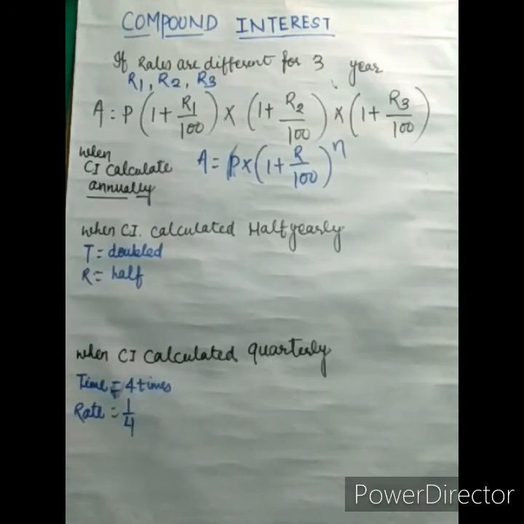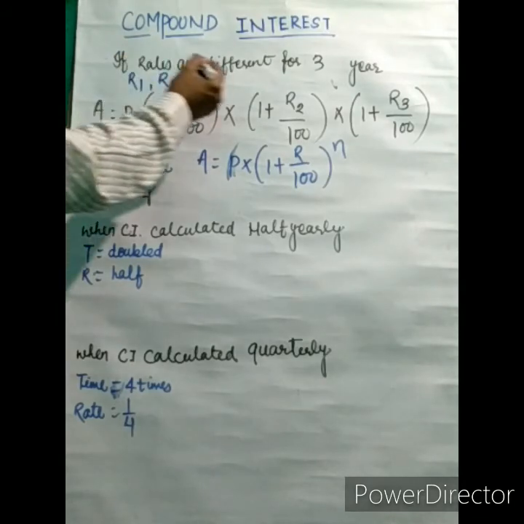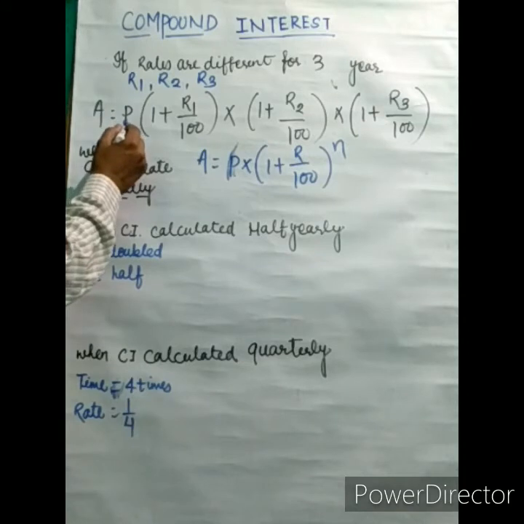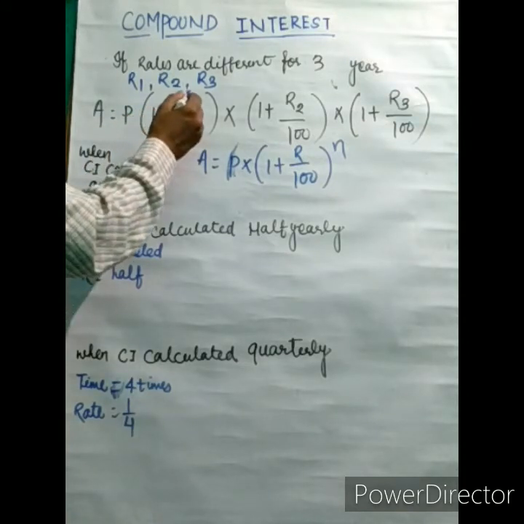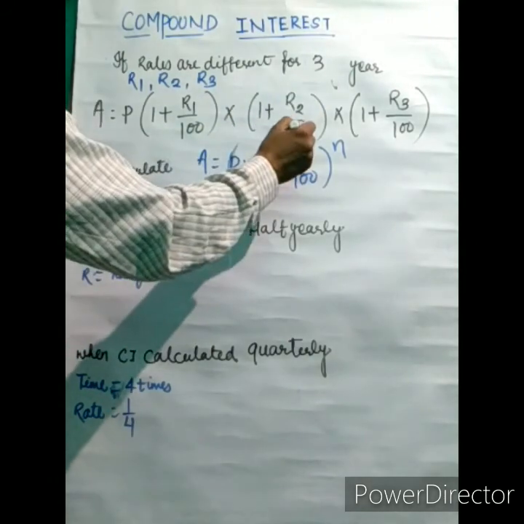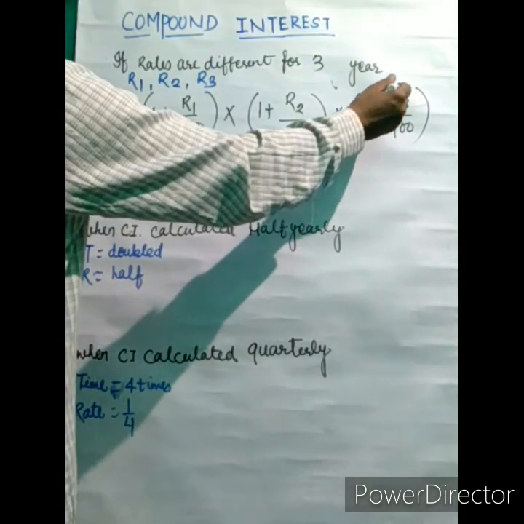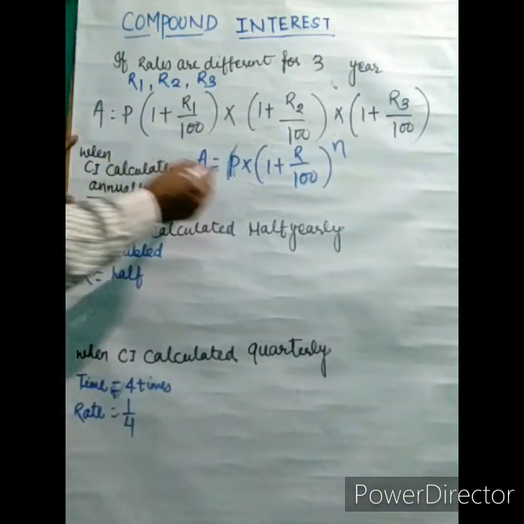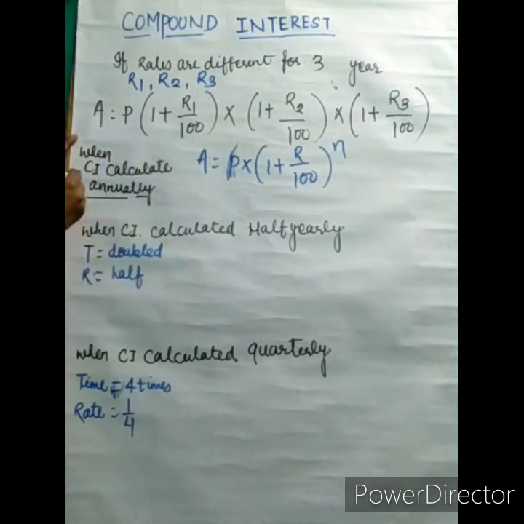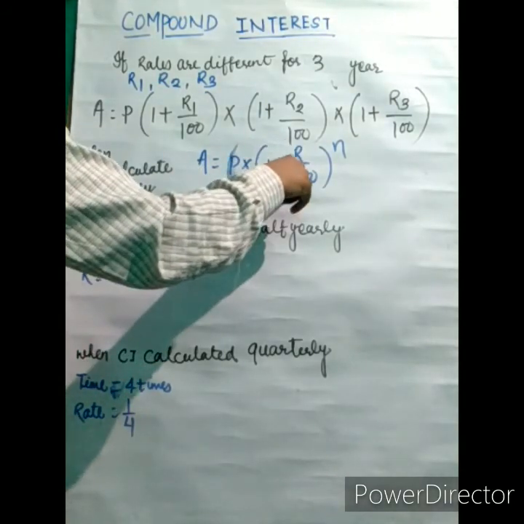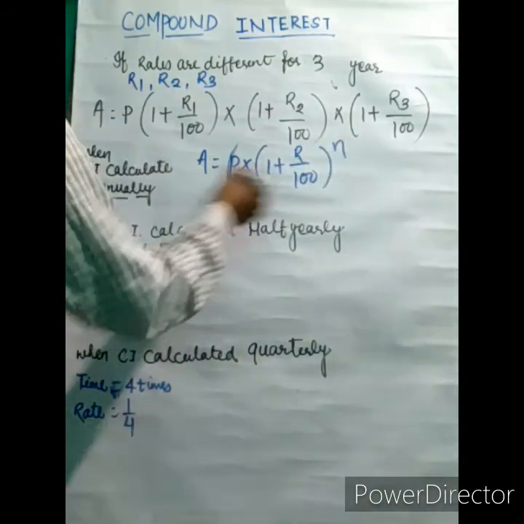Now quickly, if the rates are different for 3 years, we can calculate with the help of amount equal to principal into 1 plus rate of first year R1 over 100, into 1 plus rate of second year R2 over 100, into 1 plus rate of third year R3 over 100. This formula is used when the compound interest is calculated annually. So amount equal to P into 1 plus R over 100 raised to the power n, which we derived just before.